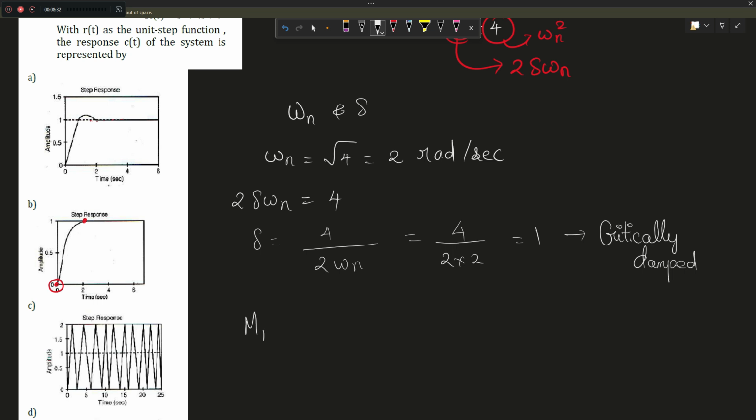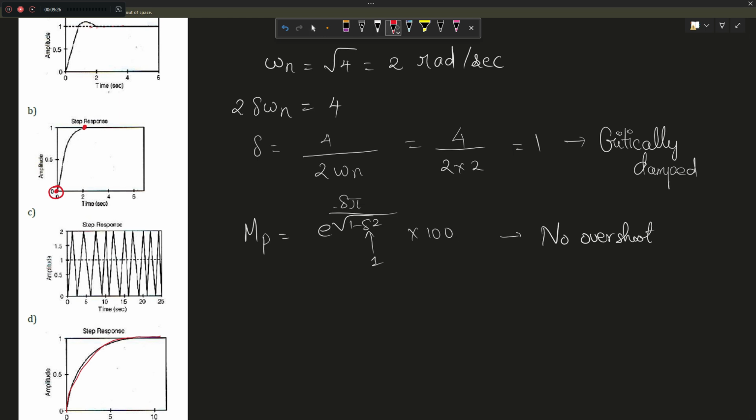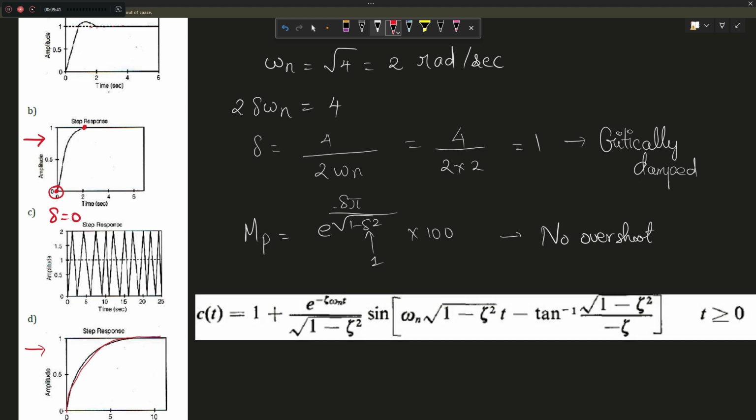What happens to the overshoot? For a critically damped system, when we substitute the value of delta to be 1, we don't have any overshoot at all. So, this behavior happens in 2 of the options. It could be option B or it could be option D because both of them do not have any overshoot. When delta is 0, the system has an oscillatory behavior because the c of t will have a sine term in it. So, when delta is 0, there is no damping at all offered by the system, hence the system does not settle.